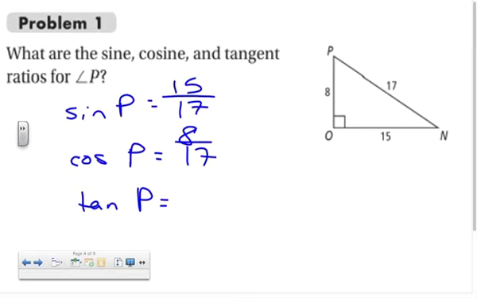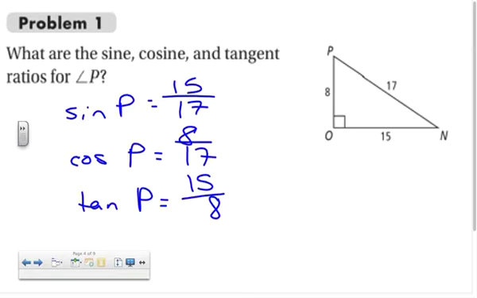The 8. And it is over, that 17 is still my hypotenuse. And then finally, the tangent of P is what over what? The 15 over 8. So far, so good. Strict definitions. Now comes the fun part of actually using this in our calculator.